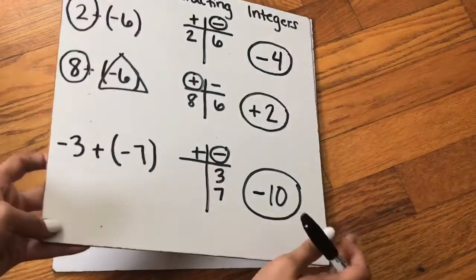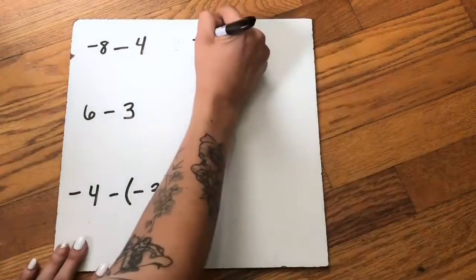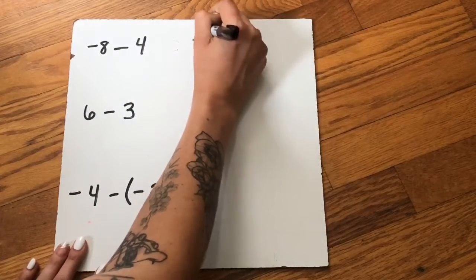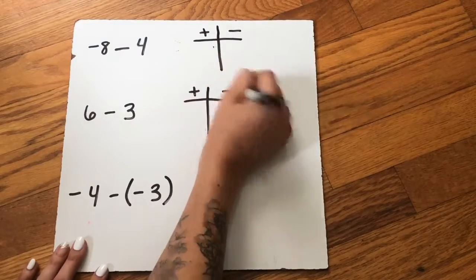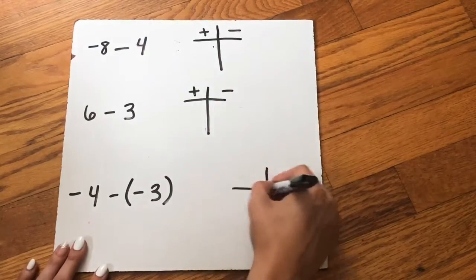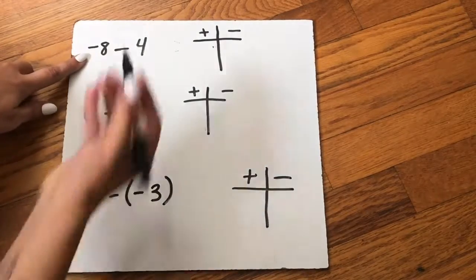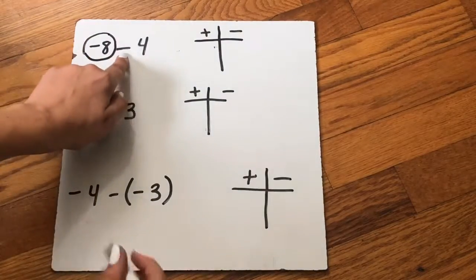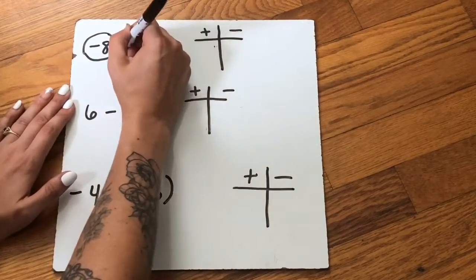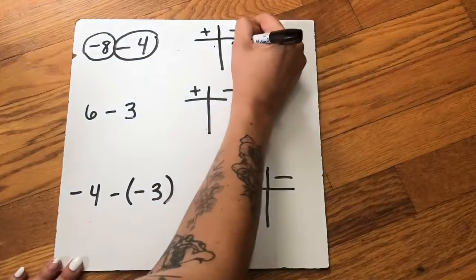Let's do some subtraction problems. Okay, we're going to do the same exact steps. I'm going to go ahead and set up all of my t-charts. All right, so my -8, and let's watch this sign. This subtraction actually makes this -4. So I have -8 and -4.